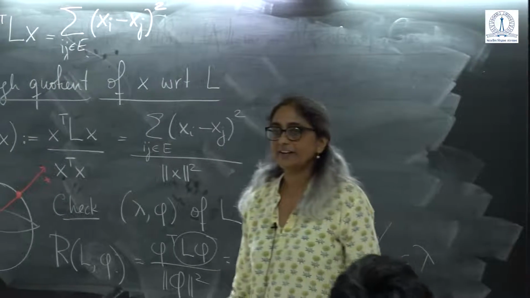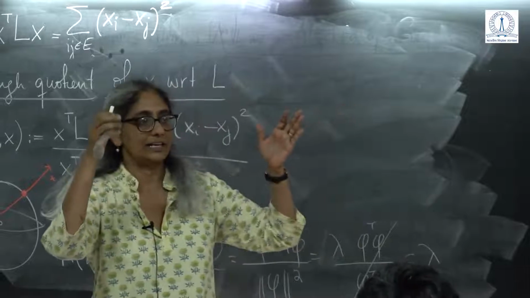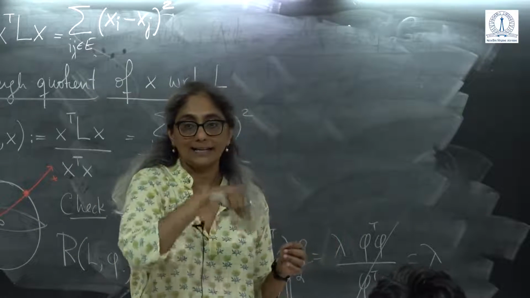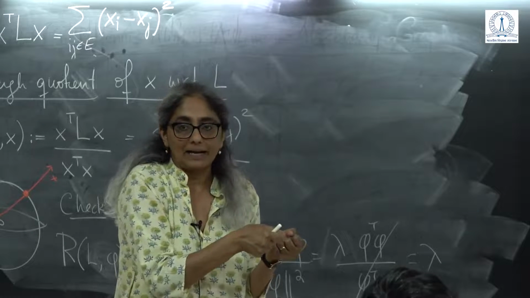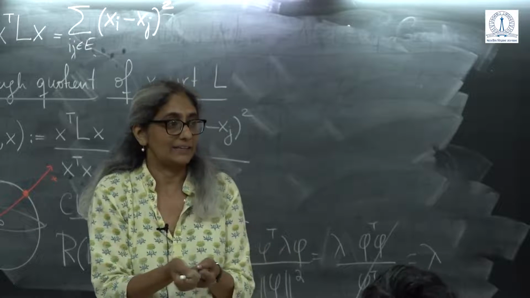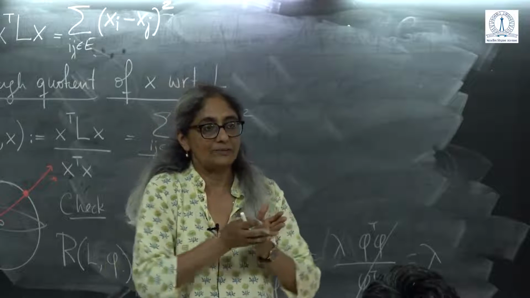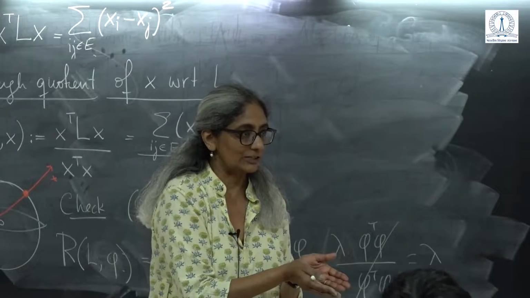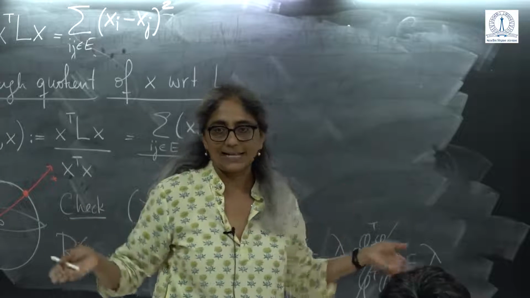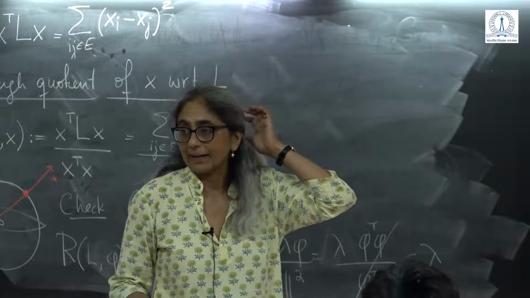Okay, so this is a very nice fact that if you take the Rayleigh quotient and you evaluate it on an eigenvector, you just get lambda back, the eigenvalue of that eigenvector. Okay, so in fact, if you take an entire eigenspace of an eigenvalue, the Rayleigh quotient has the same value. It just has the value of the lambda.